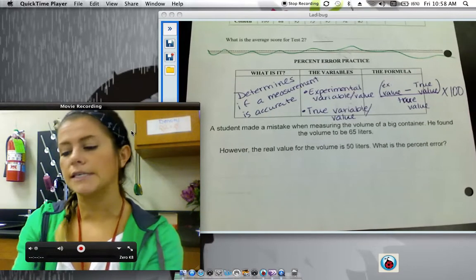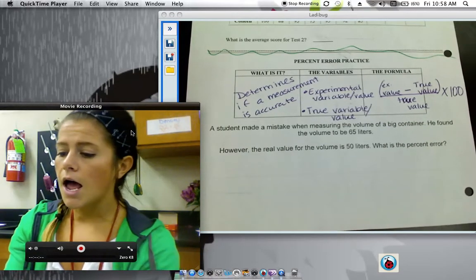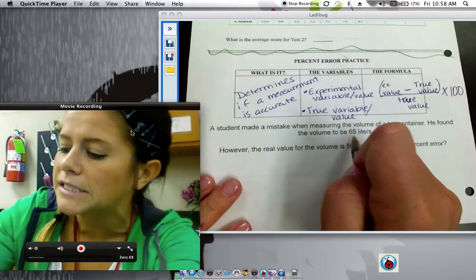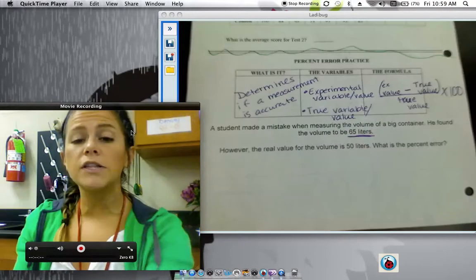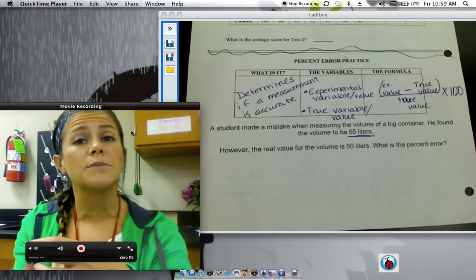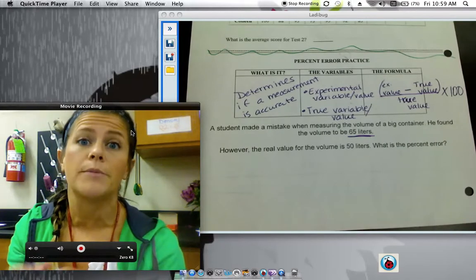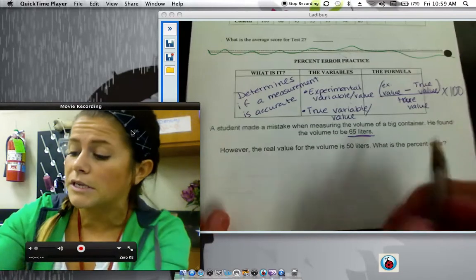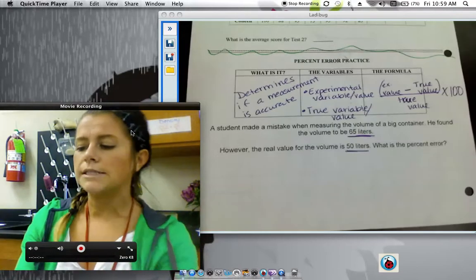So let's do this example. If a student made a mistake when measuring the volume of a big container, he found the volume to be 65 liters. Every time I come across a number, or something that I find important in a word problem, I underline it. It's really important. However, the real value of the volume is 50 liters. What is the percent error?